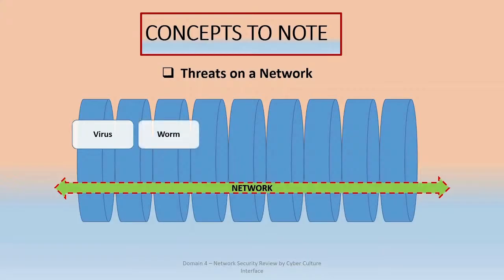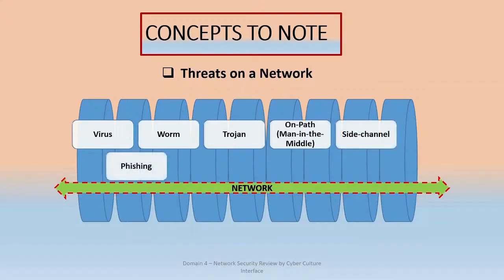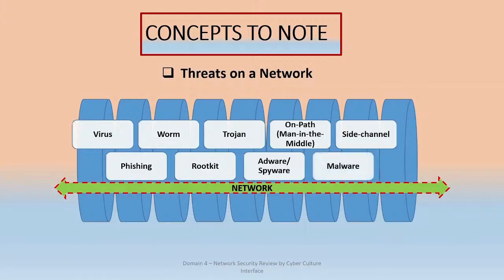So we have worms, we have trojans, we have man in the middle, we have side channel, we have phishing attack, phishing threats, we have rootkits, we have hardware and spyware and malware. Remember, these are threats, but they are also carrying the potential of becoming an attack at any point in time. So when you have this within your network, that means there's been an intrusion and you need to take care of it as soon as possible.